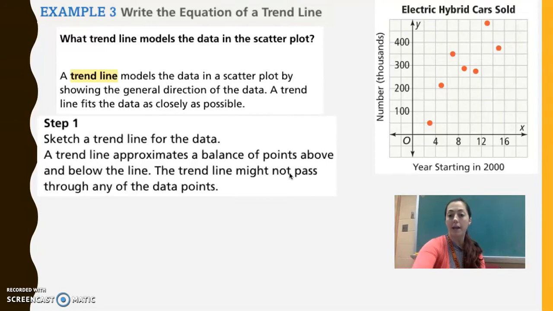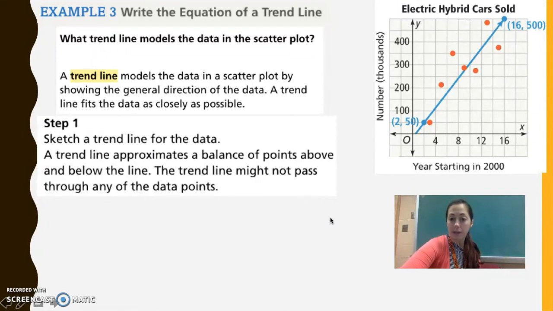So we're looking at the year starting in 2000 and the number in thousands of electric hybrid cars sold at the top. We need to sketch a line for the data. A trend line approximates the balance points above and below the line. The trend line may not pass through any of the data points. I said that already, I'm saying it again.